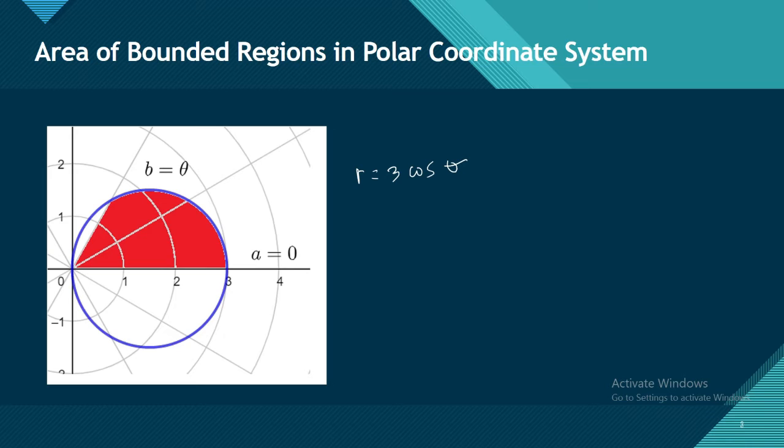And the radial interval, so that is how we say it, is from 0 to there, where theta is equal to pi over 3.